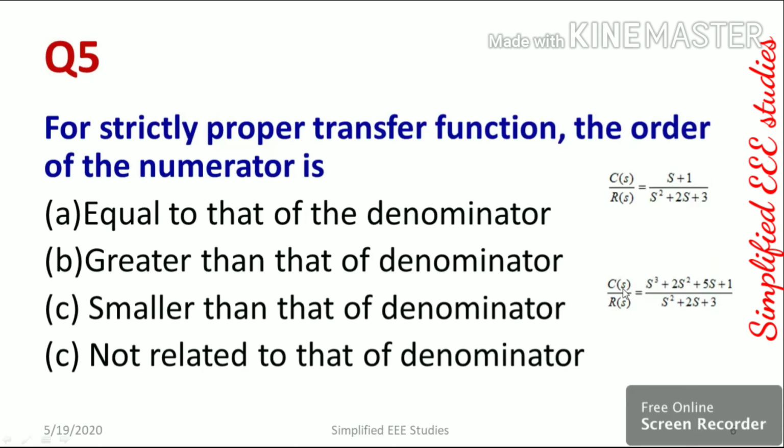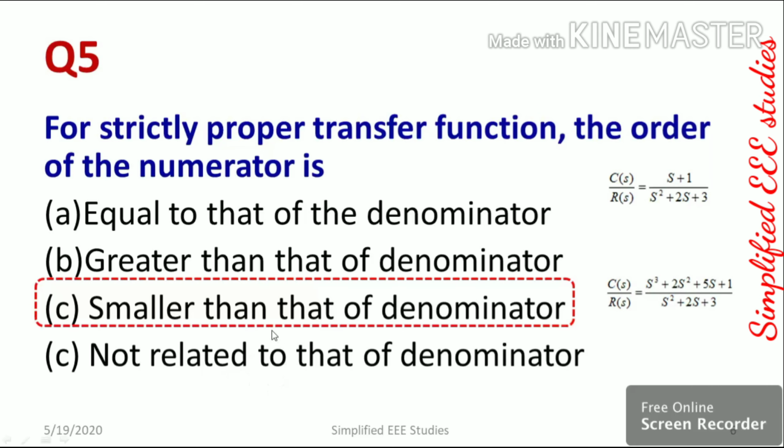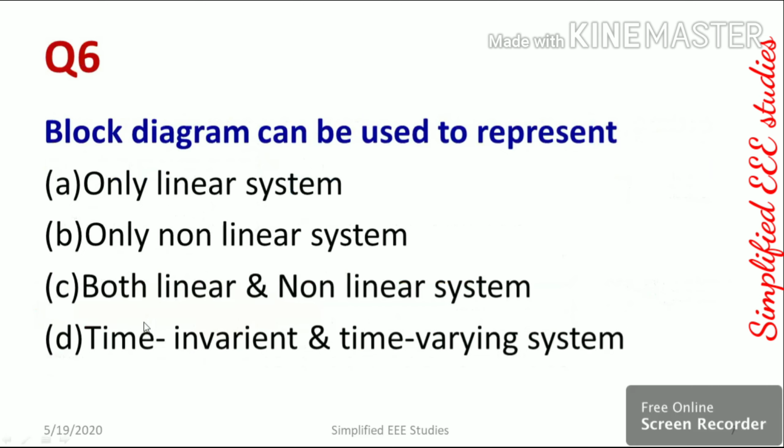Other example. C of s by R of s is equal to s cube plus 2s square plus 5s plus 1 divided by s square plus 2s plus 3. Here we can say that the power of the numerator is greater than the denominator. So the second transfer function is not proper. So I can directly go for the first transfer function. This is a proper transfer function. So based on the concept, I can say that for a strictly proper transfer function, the order of the numerator is smaller than that of the denominator. Then only it is a proper transfer function. Can go for option C. Let me move on to the next question.